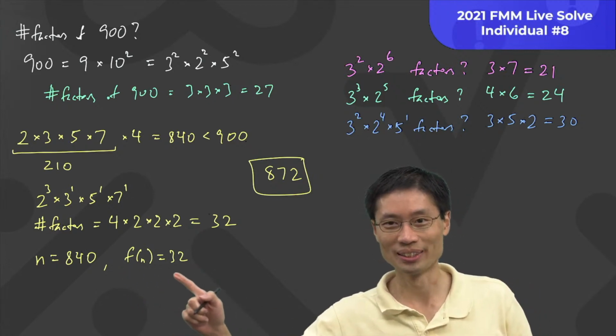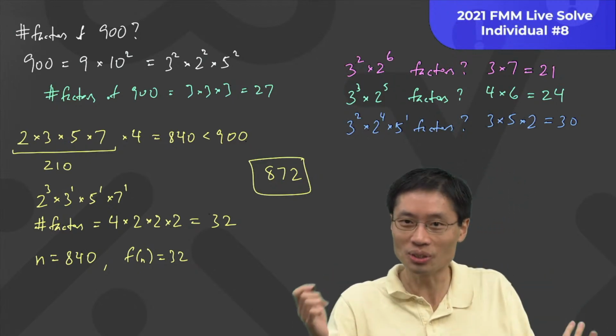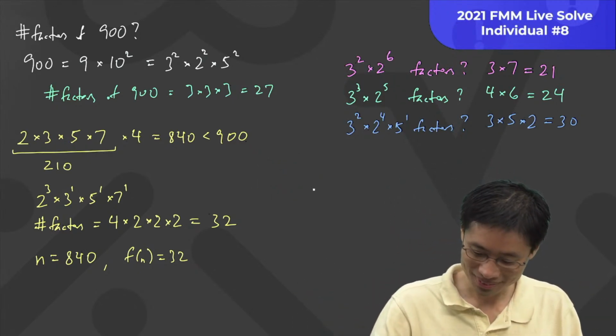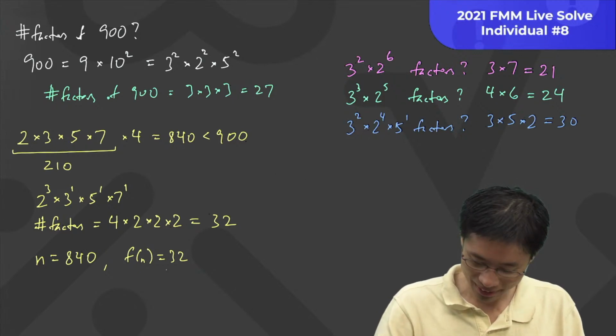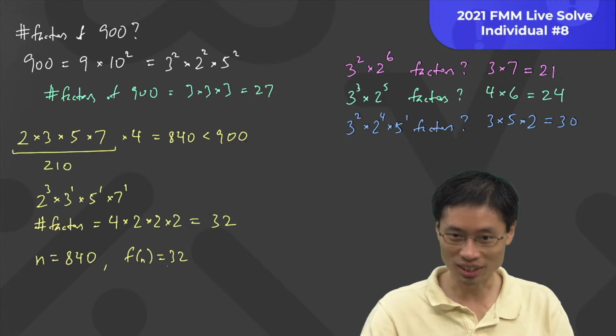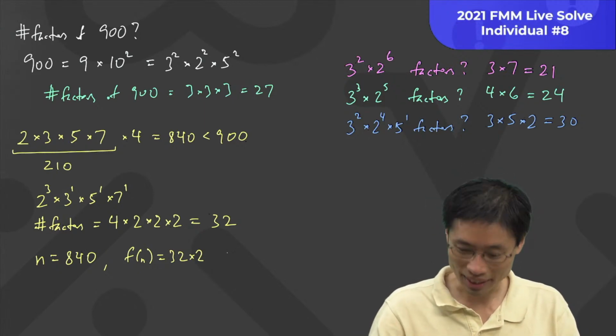It's not 32. It's 64. And we knew that. It's because it's not the number of factors. It's 2 times the number of factors. Oops. Not 32. Oh, I know what to do. It's 32 times 2, and that is equal to 64.